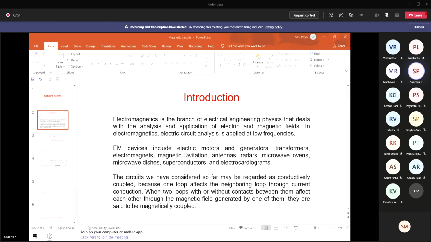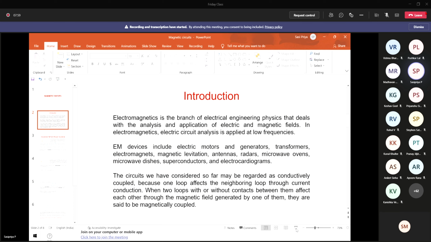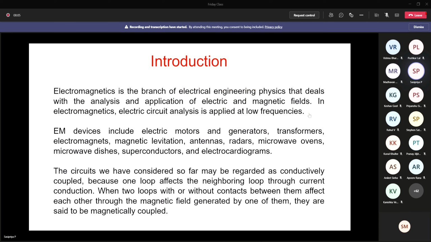Now all these devices are basically electromagnetic devices. So to understand the concept of all these things, we are going to discuss some of the basic electromagnetic circuits. So far we were discussing only the electric circuits, which are conductively coupled, that is, circuits consisting of resistors and all the other passive components also. There was a source, so due to the source there will be a current from one loop to the other loop. There we have discussed different analysis methods.